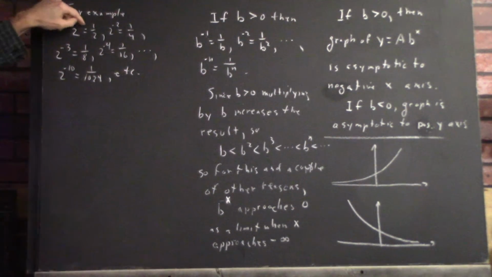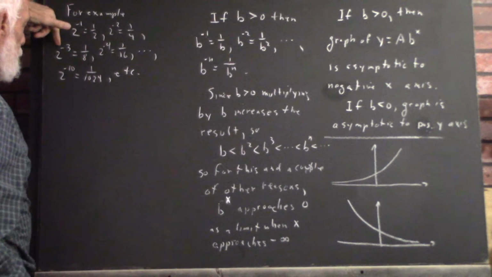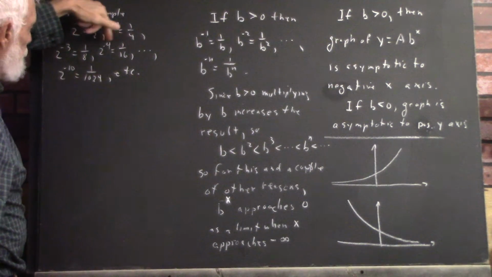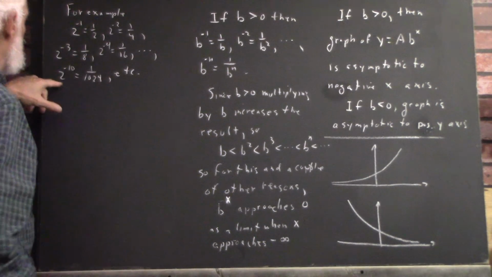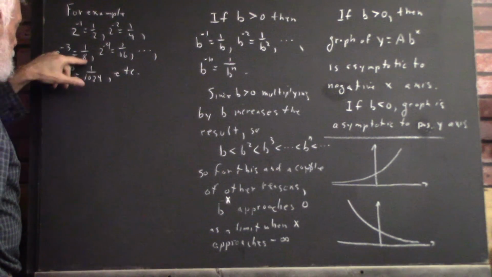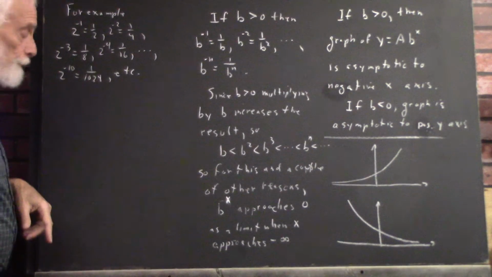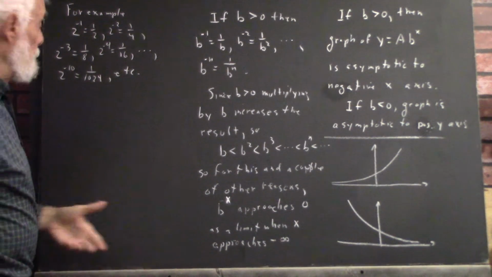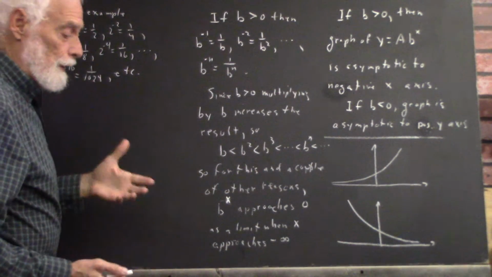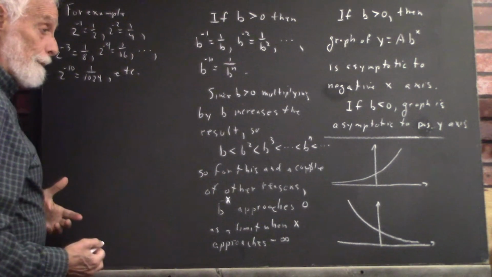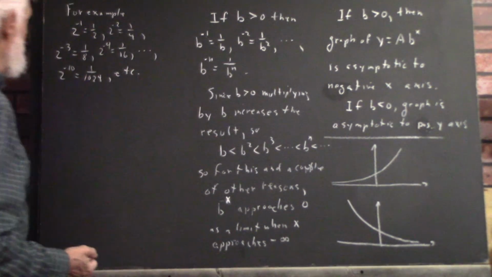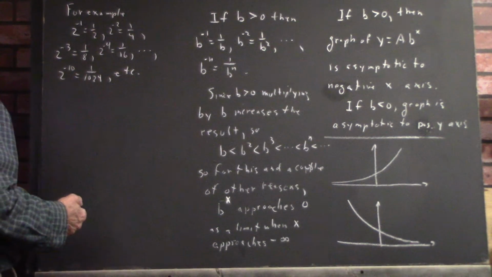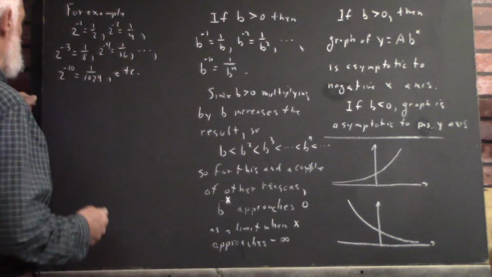2 to the negative 1 is 1/2, 2 to the negative 2 is 1/4, 2 to the negative 3 is 1/8, 2 to the negative 4 is 1/16. Then a few dots, we skip down to 2 to the negative 10, which is 1 over 1,024. 2 to the negative 20 would be somewhat less than 1 over 1,000,000. 2 to the negative 30, well, 1 over 1,000,000,000, and so forth, okay?